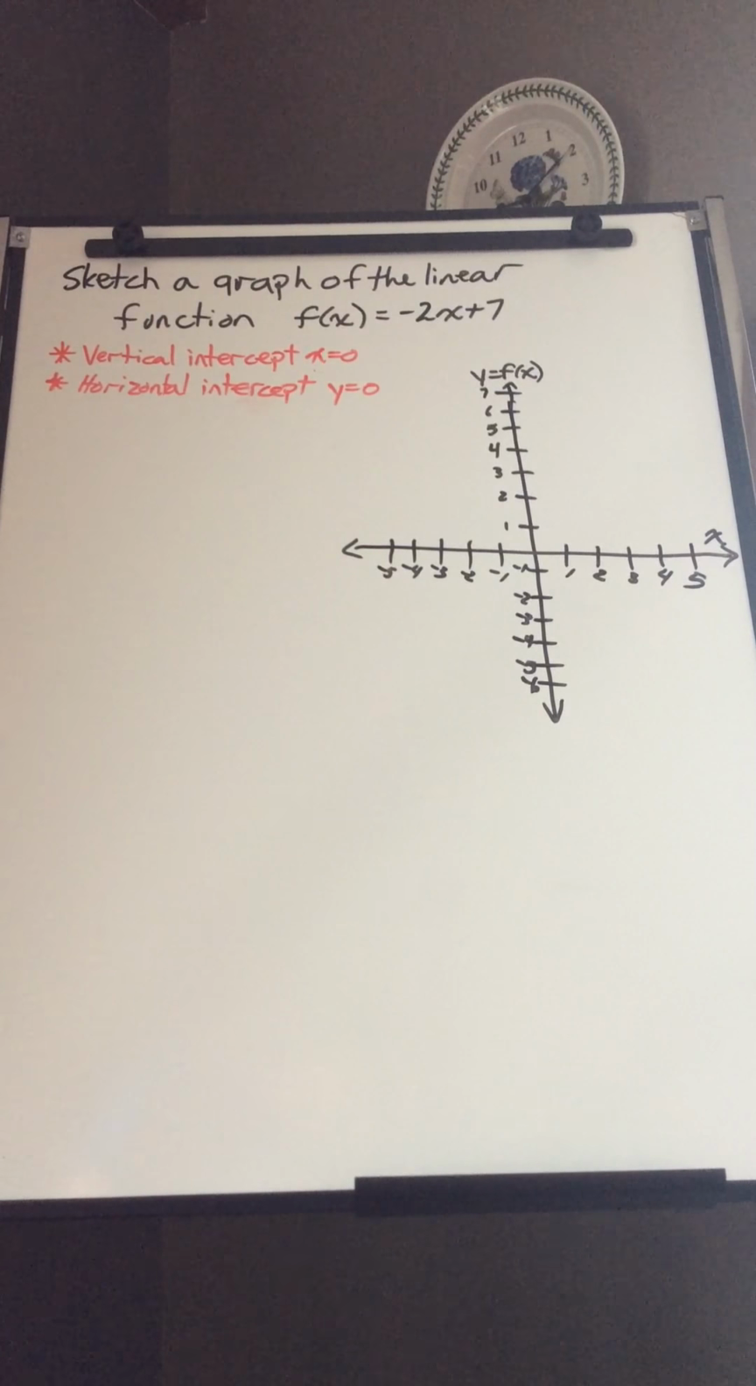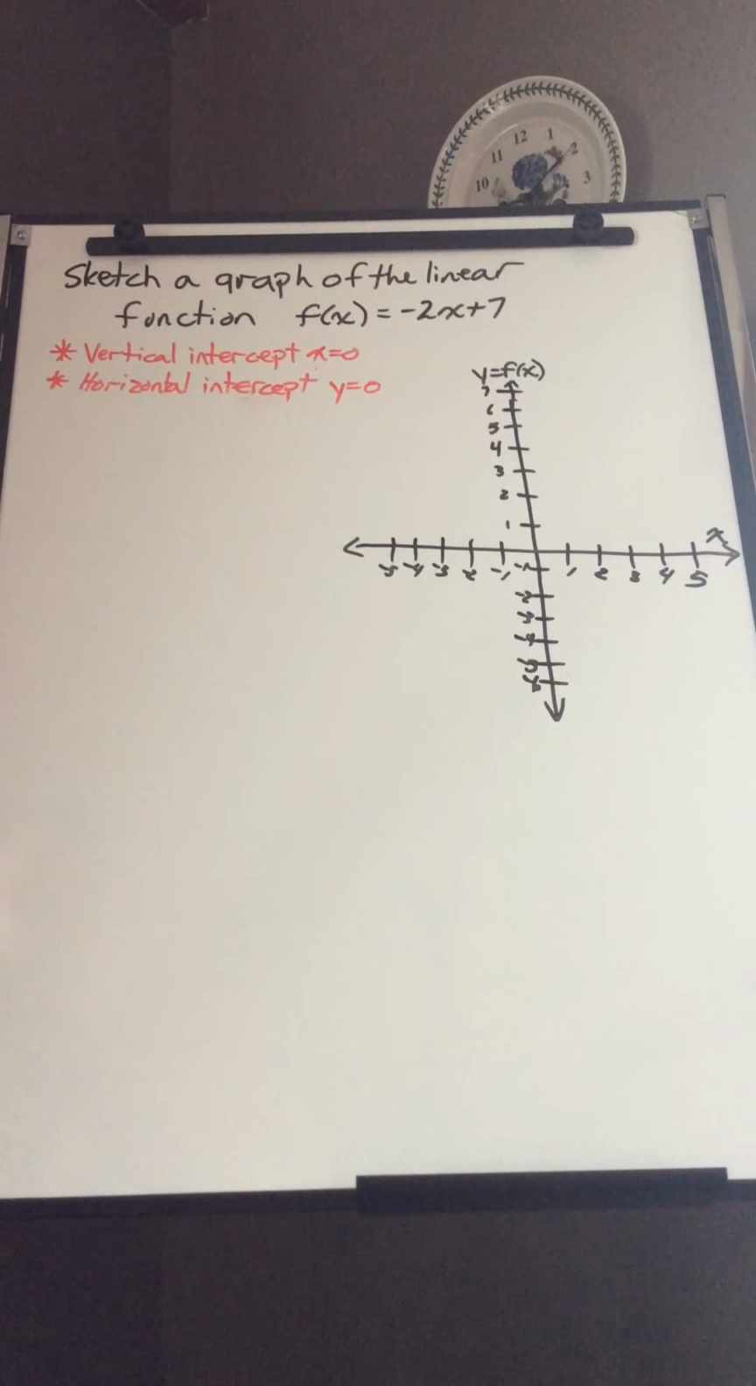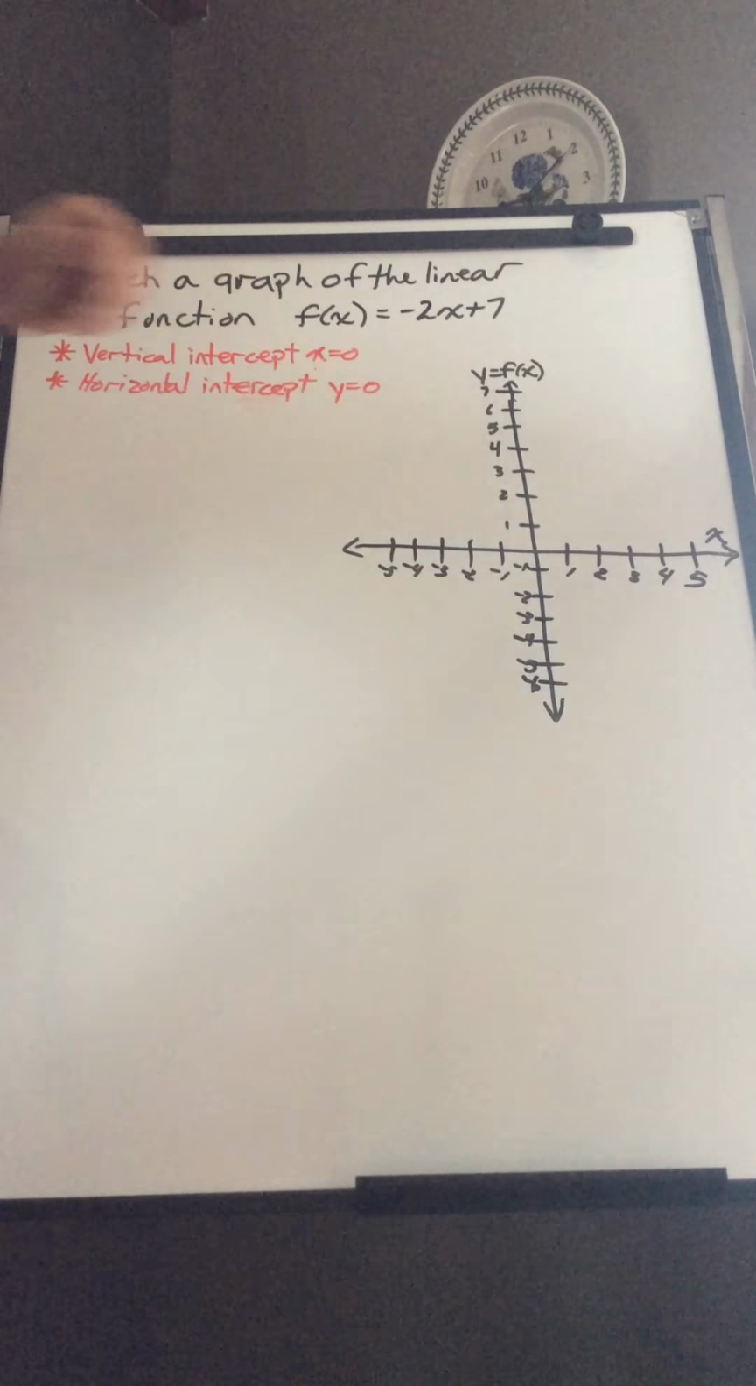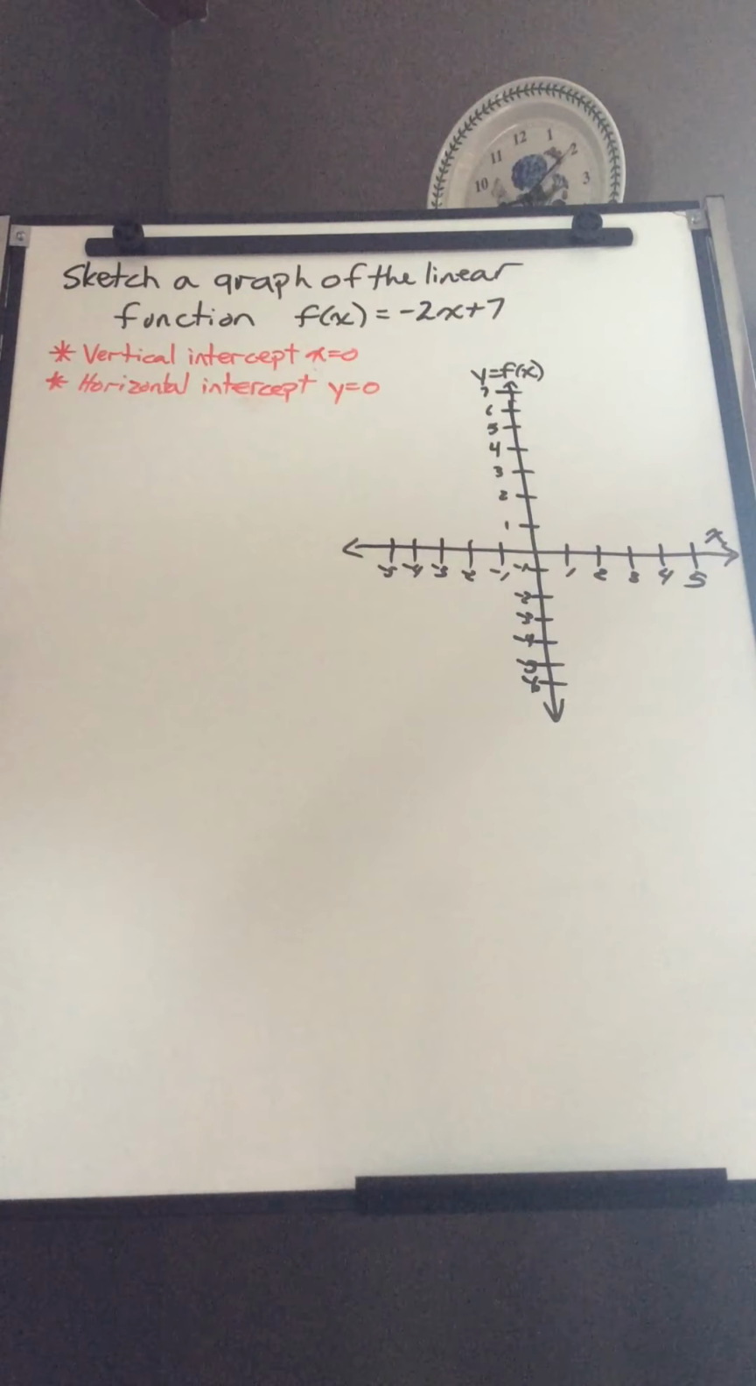Well, we're going to try example 2 from chapter 5, section 7, sketching a graph of a linear function when it's in function notation. So, in this case, sketch a graph of the linear function f of x equals negative 2x plus 7. To do this, we're going to use what's called the intercept method.